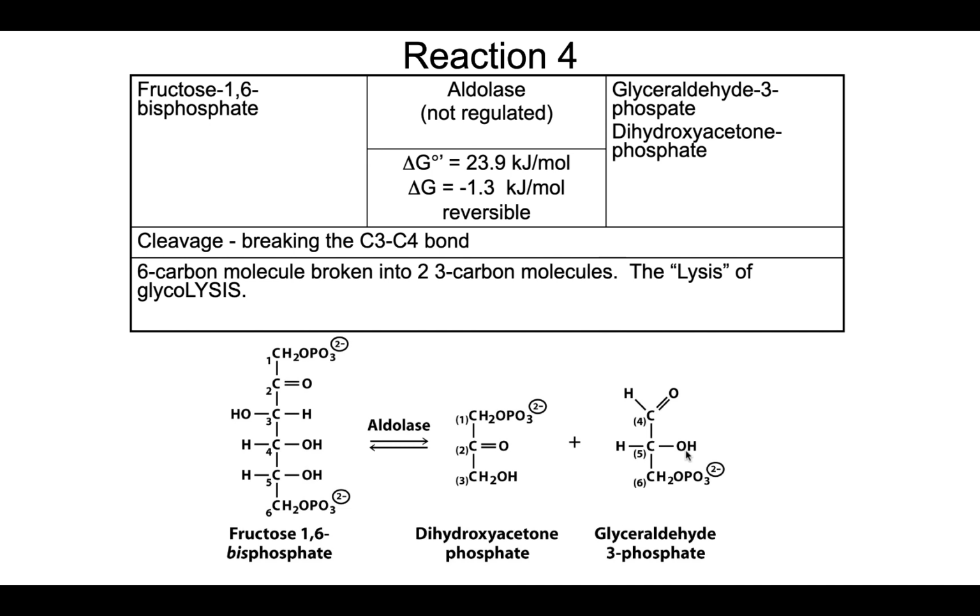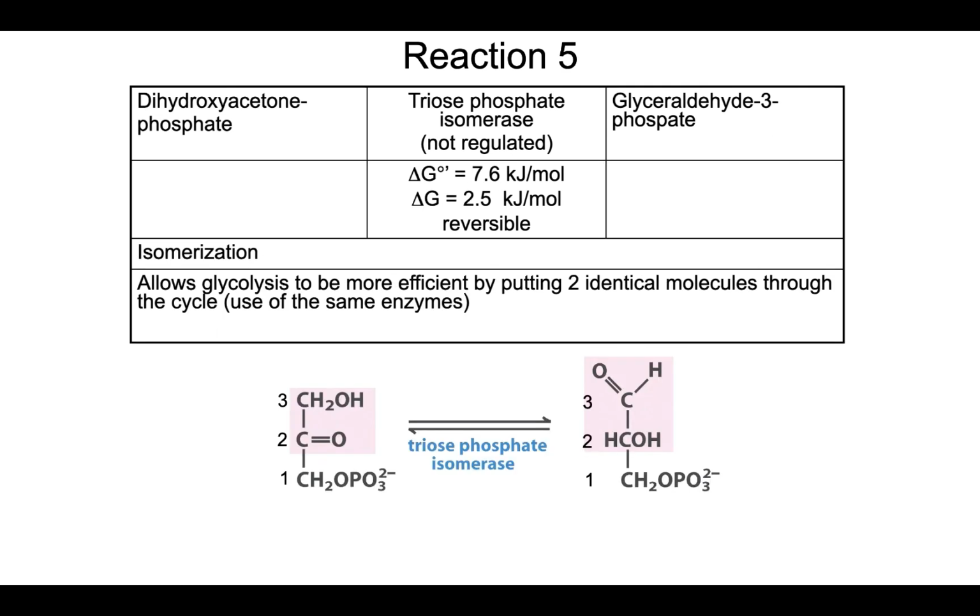Okay, but now we got a problem. We have 2 molecules that are different, and so that means if we didn't change anything, we have to have 2 different pathways to deal with them, and that is not very efficient. So what has evolved is just one more reaction here for our preparatory phase. Reaction number 5, all that does is it converts this dihydroxyacetone into another glyceraldehyde 3-phosphate. So let's take a look at that reaction. It's reaction number 5. It is an isomerase, because that's all we're doing here, is we are isomerizing dihydroxyacetone phosphate to glyceraldehyde 3-phosphate. So it's called triose phosphate isomerase.